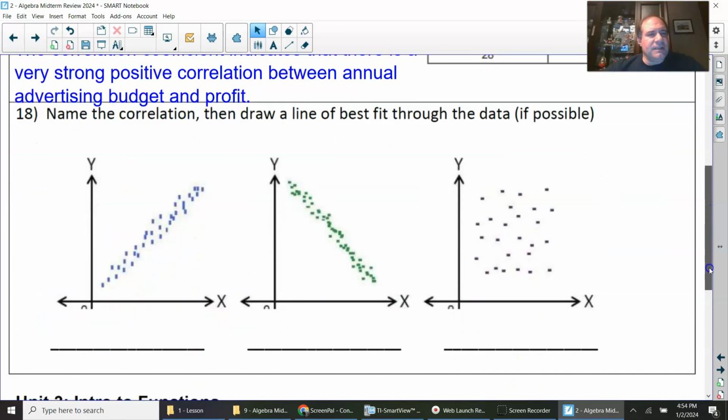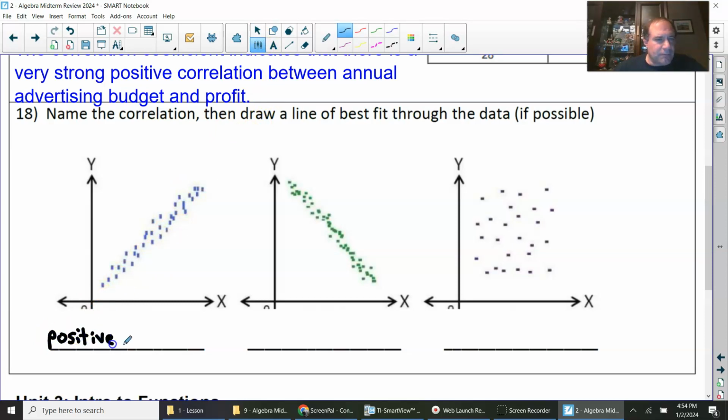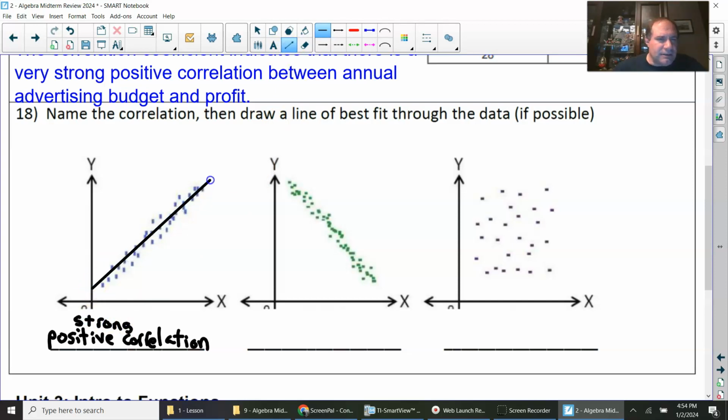This says name the correlation, then draw the line of best fit. So what we're going to say about this correlation is that it is a positive correlation. It is a strong positive. Remember, when they're clustered around, it's a strong positive correlation, and this would be the line of best fit.